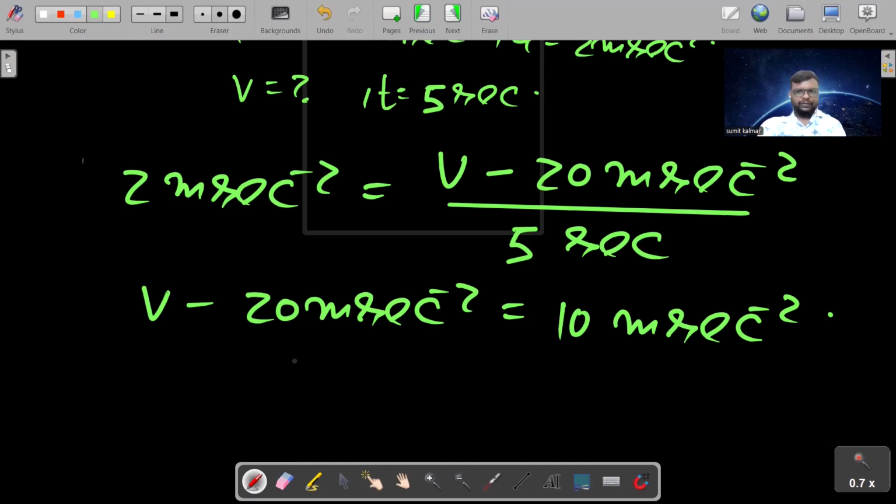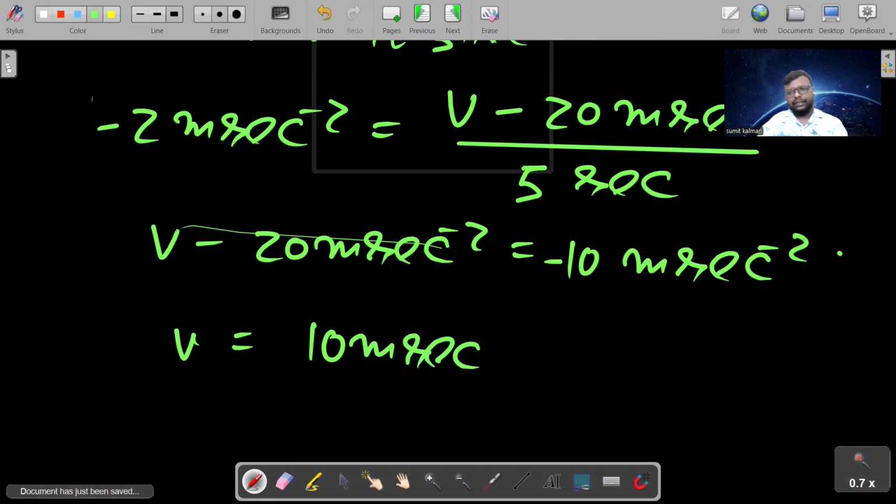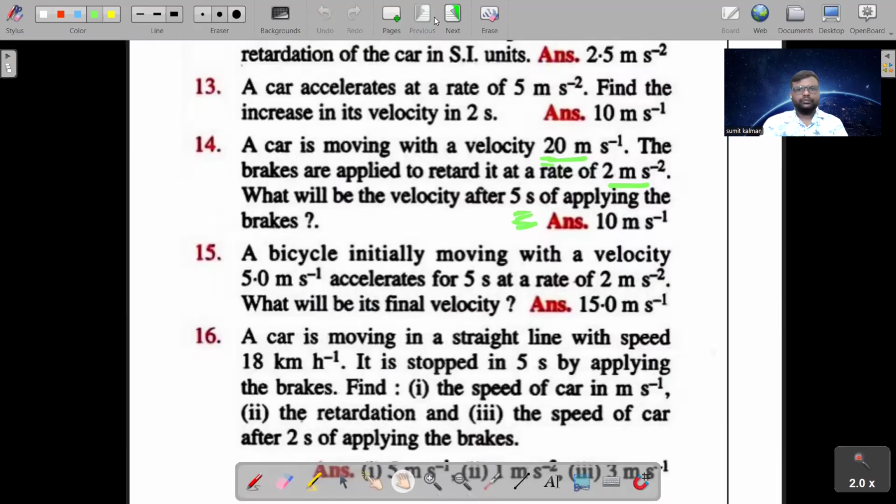Is this clear? And students, here your acceleration is retardation, so your acceleration will be minus 2 meter per second square, and here it will be minus 10. So if you calculate it, your velocity will come out to be 20 minus 10, so it will be 10 meter per second. So this is the solution of this problem.